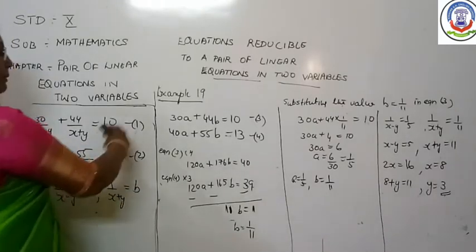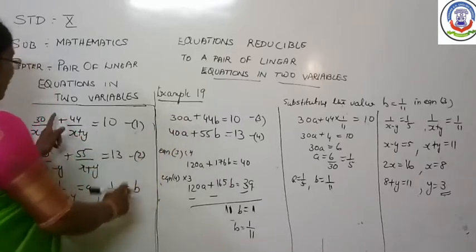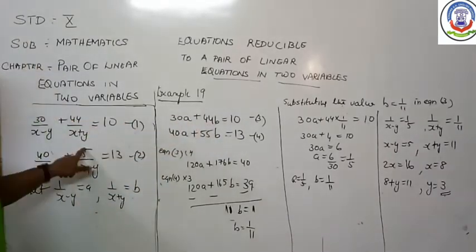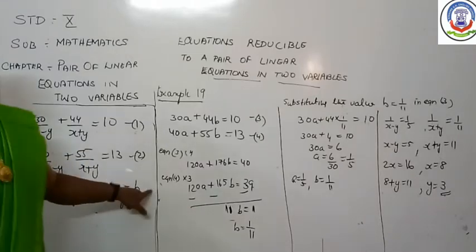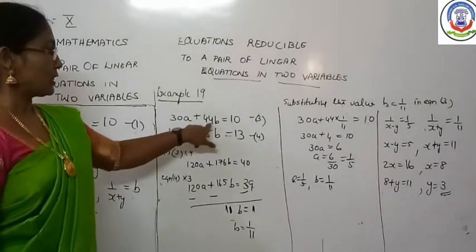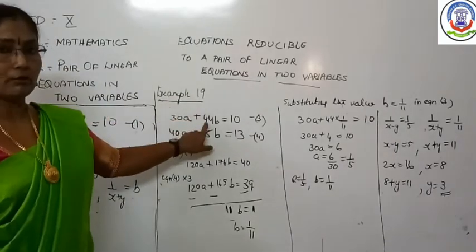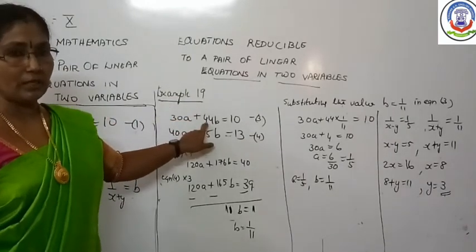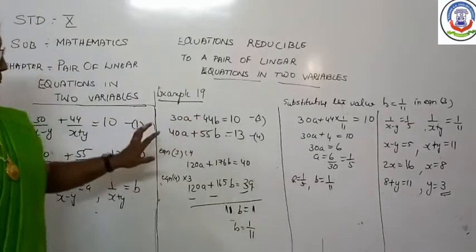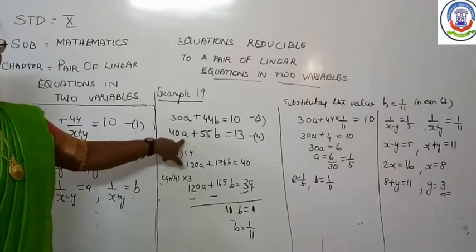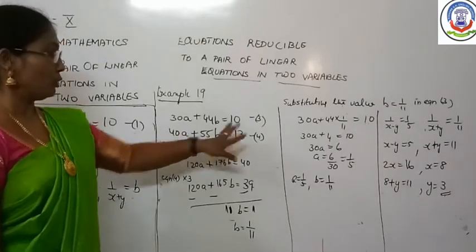Then this equation will be changed into 30 into 1 by x minus y, that means 30 into a, plus 44 into 1 by x plus y, and the substitution for 1 by x plus y is b. So 30a plus 44b is equal to 10. That means you have changed equation 1 into equation number 3 in two other variables, a and b. The second equation also we have changed in the same way, which gives 40a plus 55b is equal to 13.